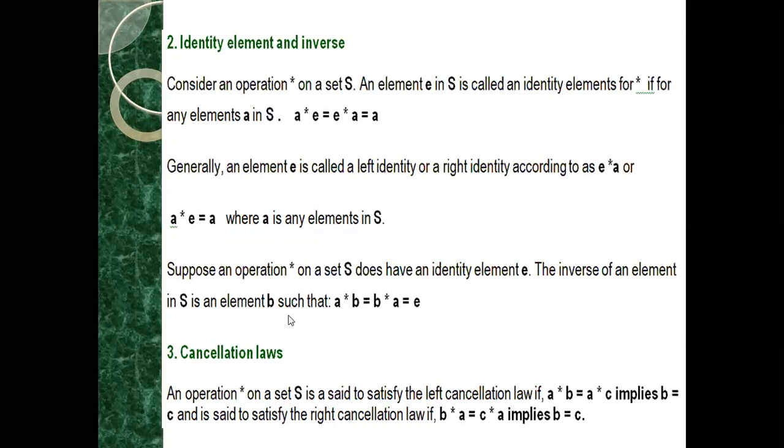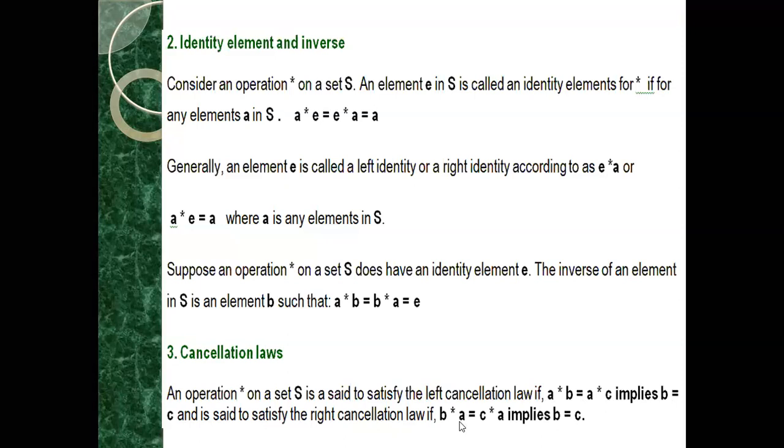Next one, the cancellation law. An operation star on a set S is said to satisfy the left cancellation law. So what is the left cancellation law? A star B is equal to A star C. The left values cancel, and the remaining values imply B is equal to C. A star B is equal to A star C implies B is equal to C. This law is called the left cancellation law.